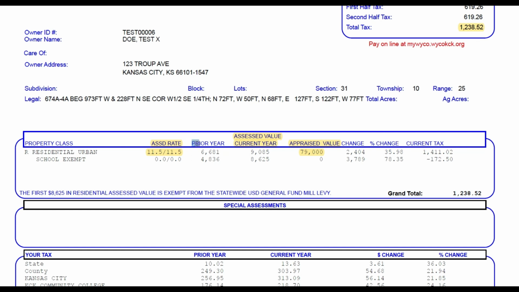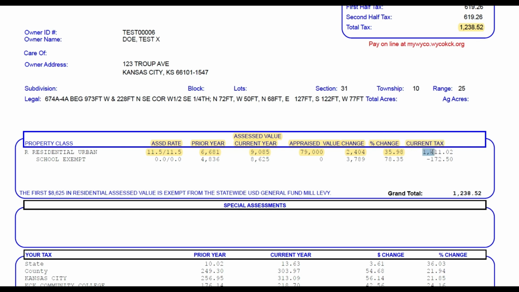In the next two columns, you can see your assessed value for the last year and your updated one for 2024. The value change column shows you the difference between those two amounts. And the percentage change shows you that change expressed in a percentage. The last portion of this row simply shows the amount of tax you owe.